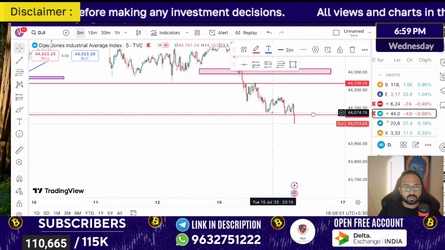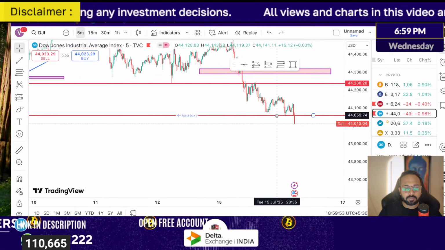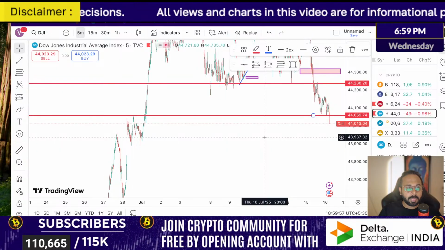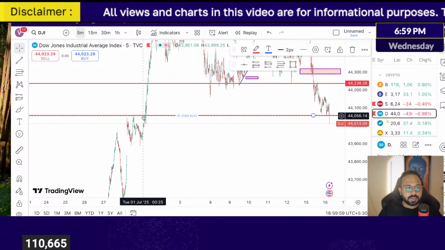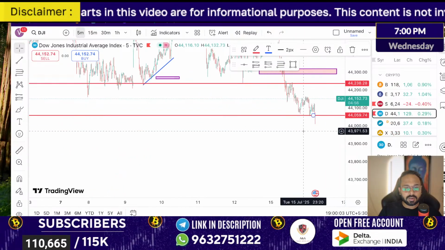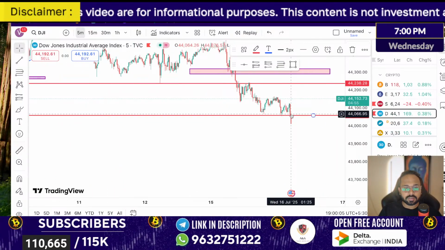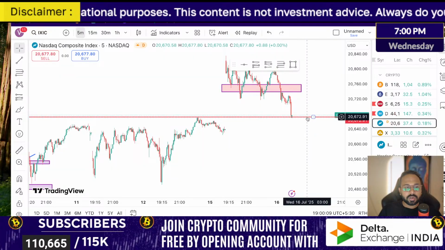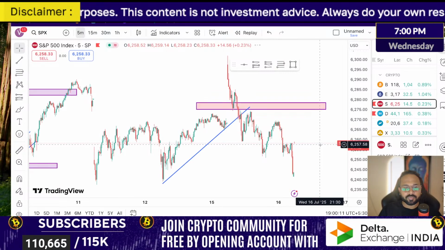We'll mark this zone where market formed a double bottom. Double bottom it formed, right? I'll mark this zone and keep. And here this area previously it was acting as a resistance. Once that level is broken, it is supposed to act as support. But Dow Jones has given a breakdown. We'll look into Nasdaq after some time.